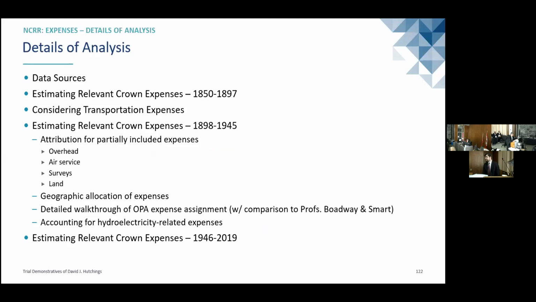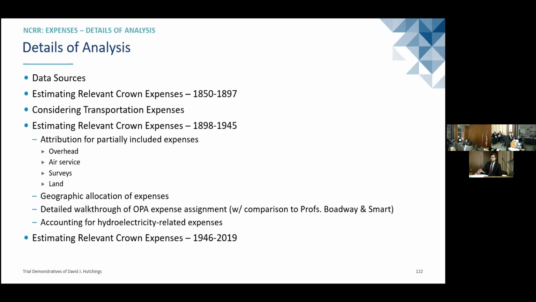Okay. So I'm going to talk now, having laid out some of the general principles of identifying expenses and how we have to think about things like cost allocation, and march through the analysis. I'll start by talking about the data sources, where I'm able to get data on expenses the Crown incurred. I'm going to talk about the work in three time periods: 1850 to 1897, 1898 to 1945, and then after 1945. There are then a couple of other more detailed points to get into.